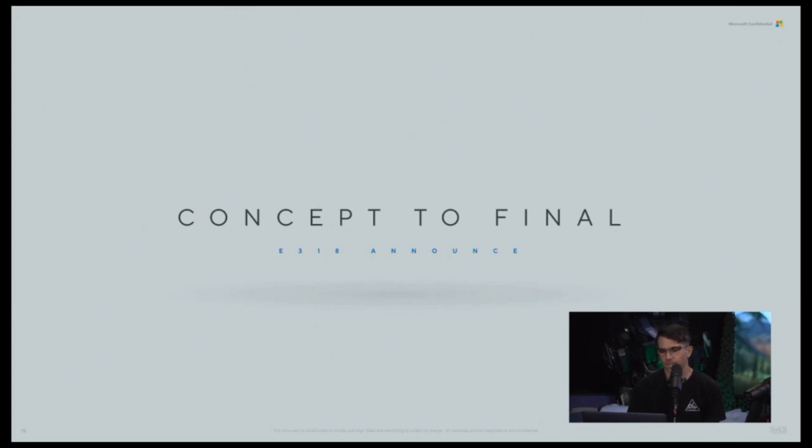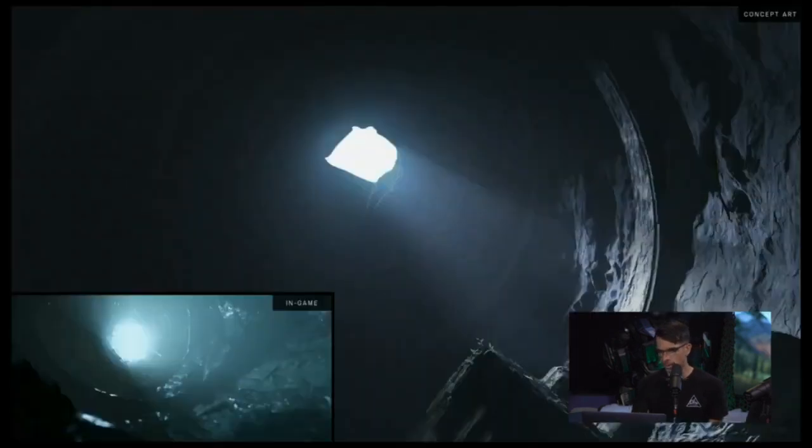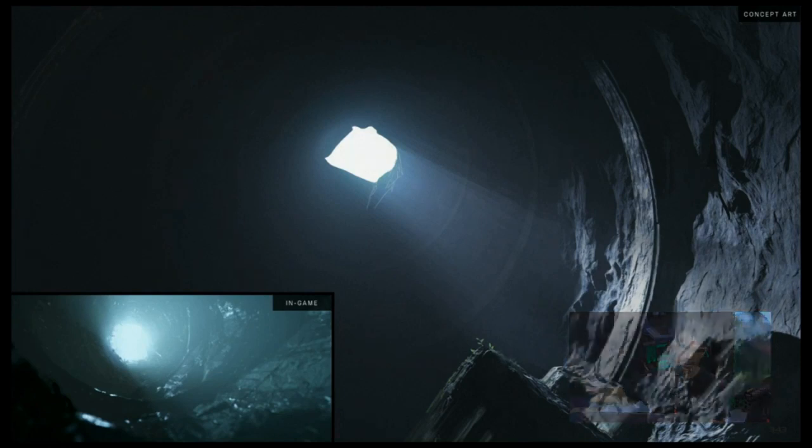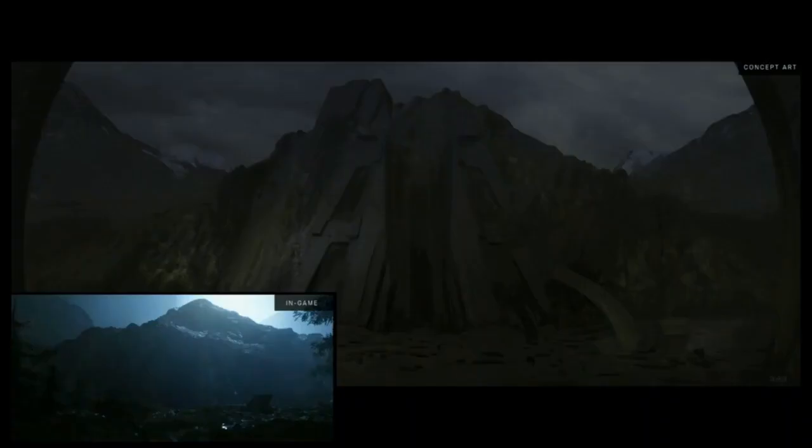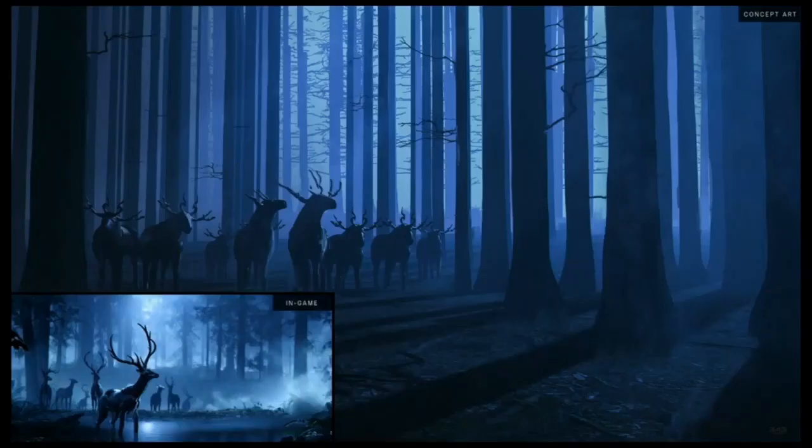Yeah. So we're almost at the end of this, but what I do have here is, per shot, the concept art, and then in the bottom left corner you'll see the actual shot from the game. So they're pretty similar. Actually, strangely, super similar.